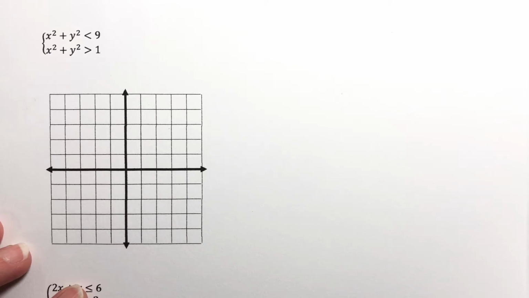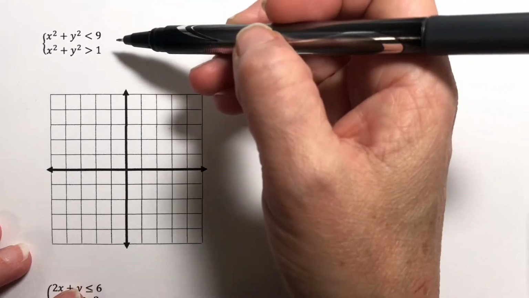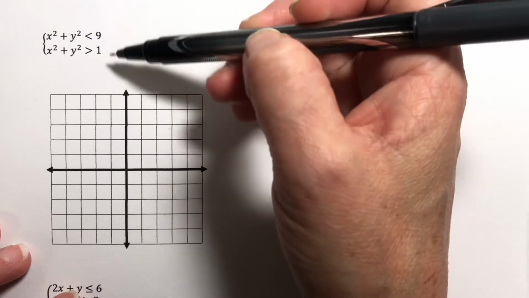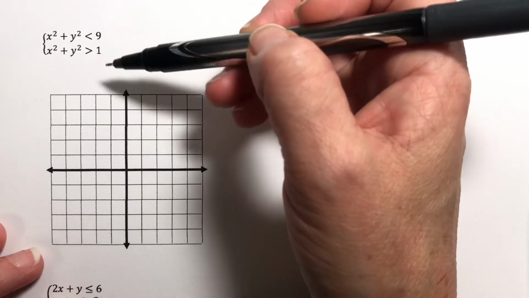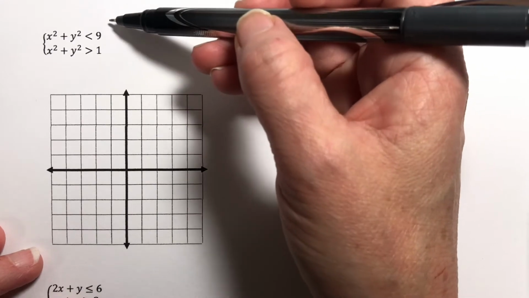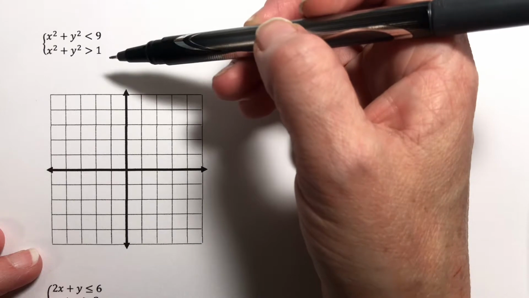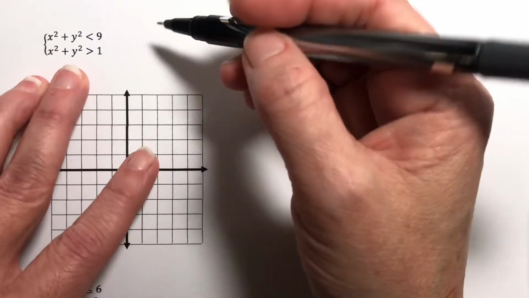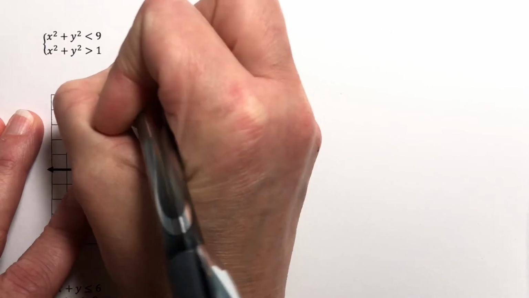This is part 3 of section 5.5. We want to graph this system of inequalities, and these are both nonlinear. But we graph them the same way. We're looking for the region that is true for both of these. So we would be looking for the part that is shaded by both. Now, if you notice, neither of these have an equal sign, so these are both going to be dotted.